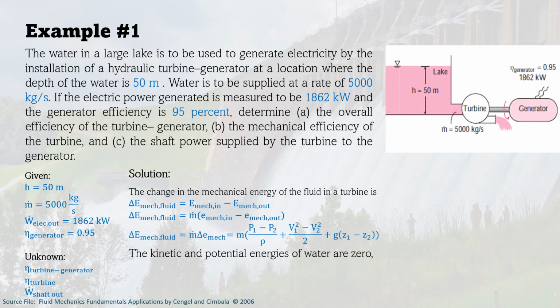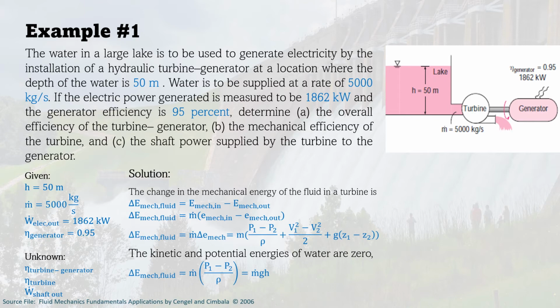The kinetic and potential energies of the water are negligible, so we can just neglect them. Say for example that the velocity of the water here at the surface of the lake is 0, so it's just negligible, and then at the outlet it's also negligible because we can consider it as still water already. The potential energies can also be considered as 0 for the water.